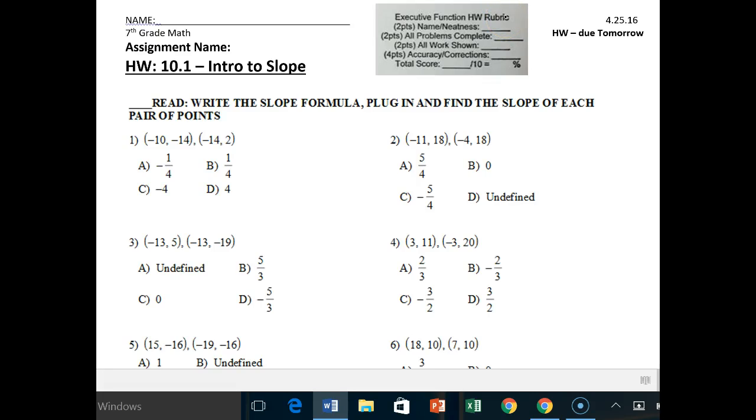Good evening, 7th grade. So I'm going to go ahead and help you out with homework 10.1, Intro to Slope. So write the slope formula, plug in, and find the slope of each pair of points.